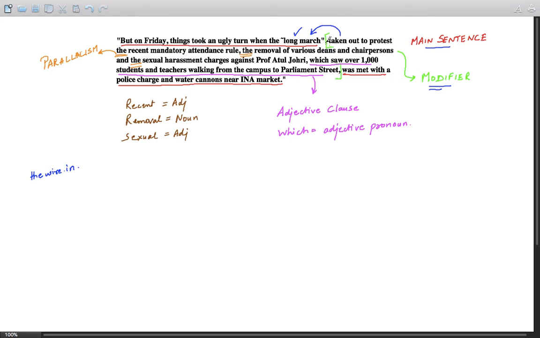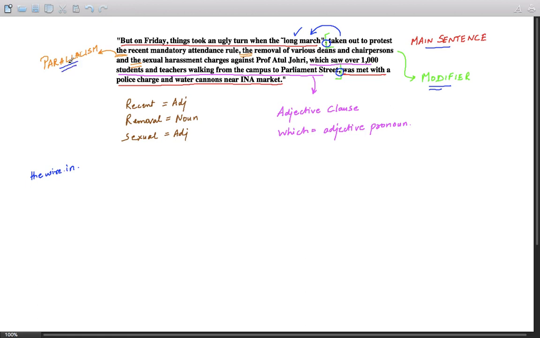So the comma here basically means that the modifier begins, and it marks the beginning or the end of a modifier, as you can see over here as well. And it is always placed next to the word it modifies. So this whole portion gives information about the long march. First thing. Secondly, you can see the presence of parallelism over here.